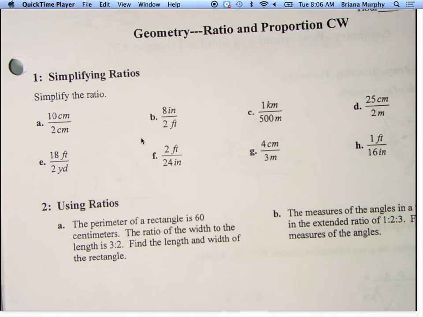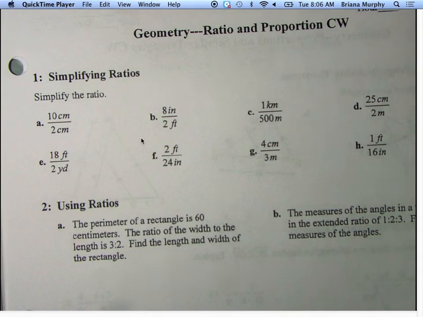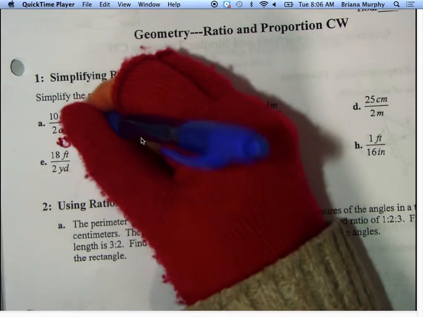Simplifying some simple ratios. All right. 10 centimeters over 2 centimeters gives us 5 centimeters. Okay, that was the easiest one.